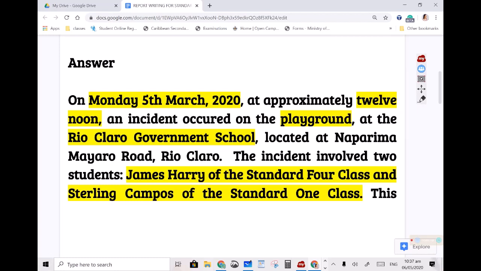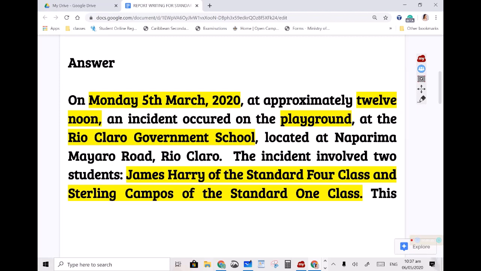occurred. Now, in story writing, we would say that it happened at noon or it happened at night time, etc. Okay, so that is the difference between story writing and report writing. In report writing, we actually use a time, 12 noon. An incident occurred on the playground.